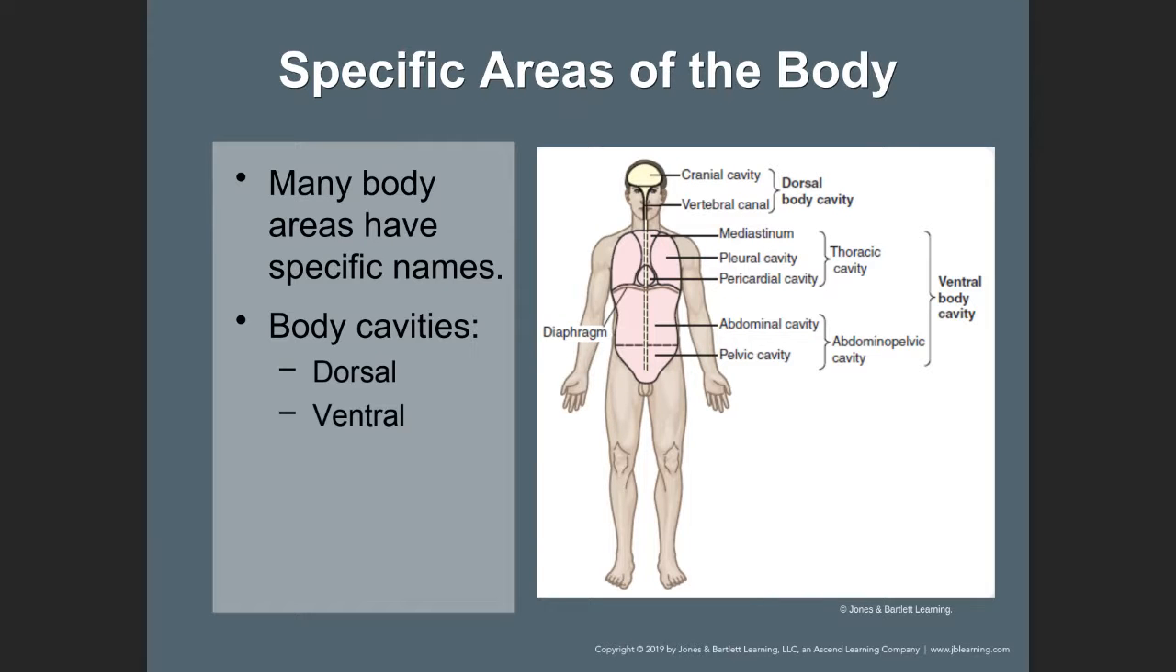Now, the ventral body cavity is a combination of thoracic cavity and the abdominopelvic cavity. The abdominal cavity is where you will find the abdominal organs or structures. Pelvic cavity is where you will find most of the reproductive structures within the body.